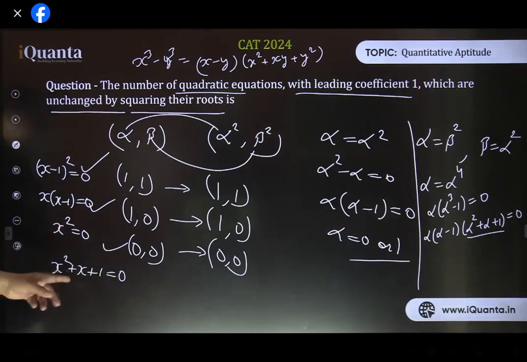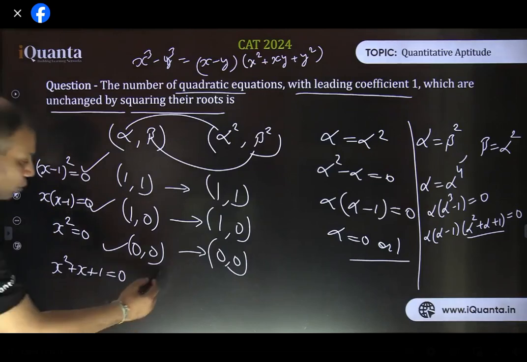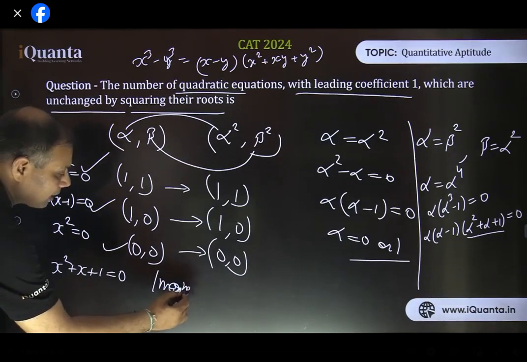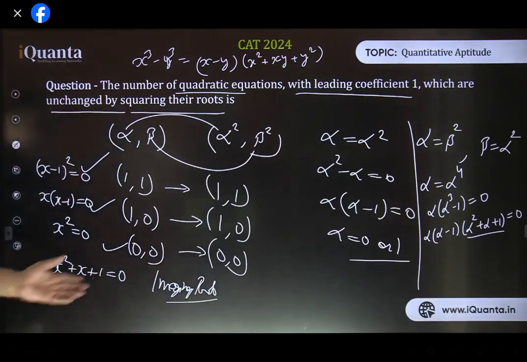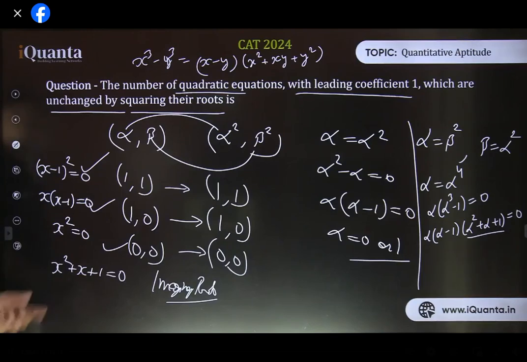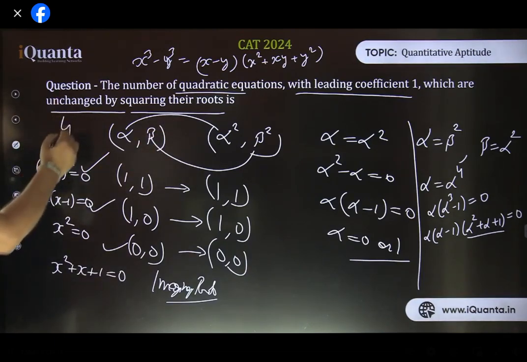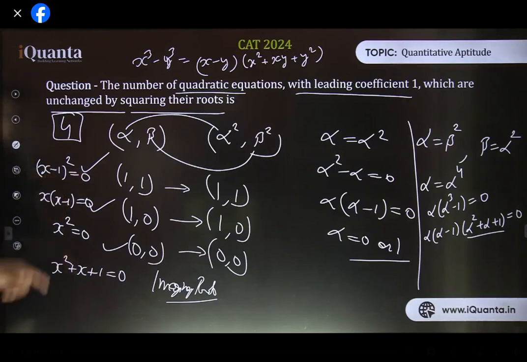I'm not expanding it. If you find its solution, you will find the imaginary roots, which you can certainly find by using the quadratic formula. Anyhow, this is the fourth equation which satisfies the given condition. So the answer to this question was 4. There are 4 equations: x minus 1 whole square equal to 0, x into x minus 1 equals to 0, x square equals to 0, and the fourth one, x square plus x plus 1 equals to 0.